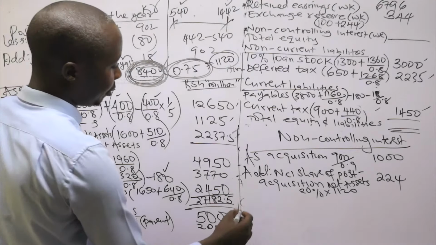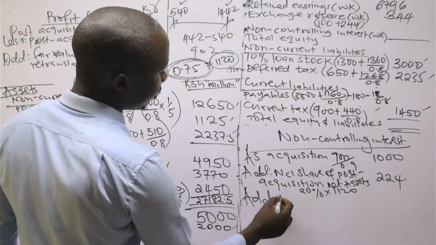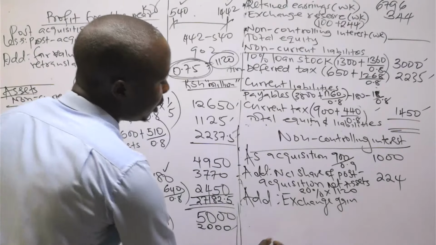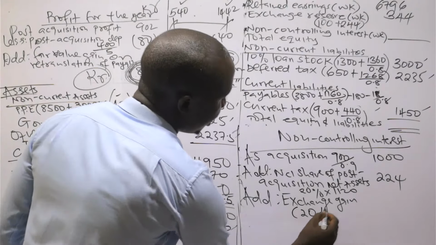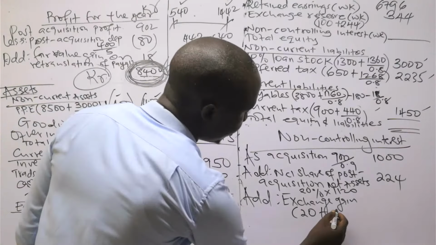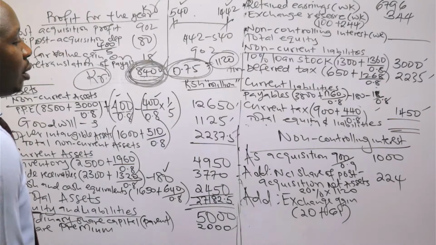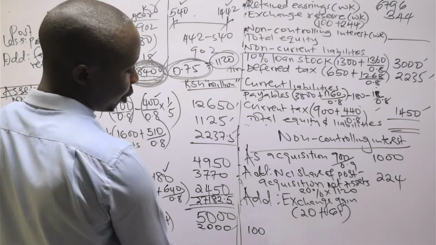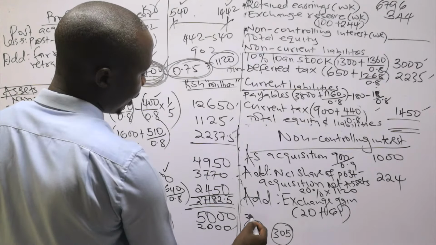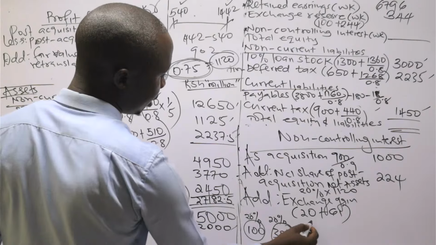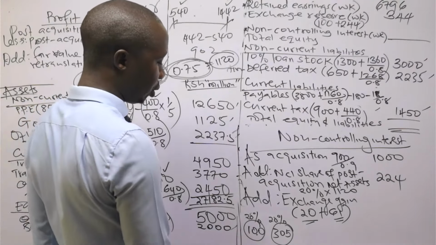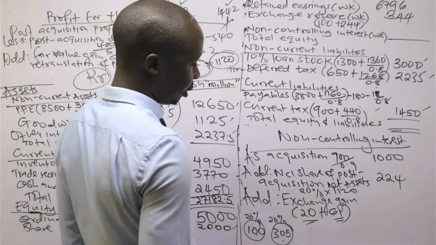Then finally, you add what? Exchange gain. Remember from goodwill it was 20 plus the one from net assets. The net assets we add 61. You remember the 20 and 61. We were having 100 which was shared to the parent and NCI, and the 305. So if you say 20% of these and the 20% of these, that is what is giving us 20 and 61. The exchange gains based on retranslation of goodwill and the net assets.